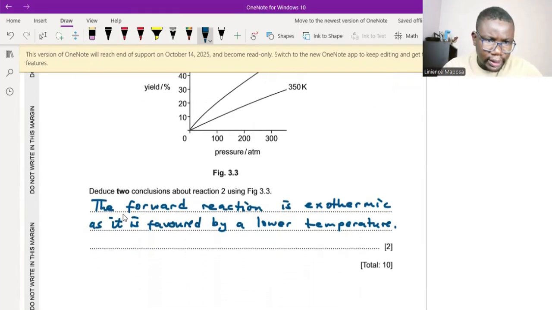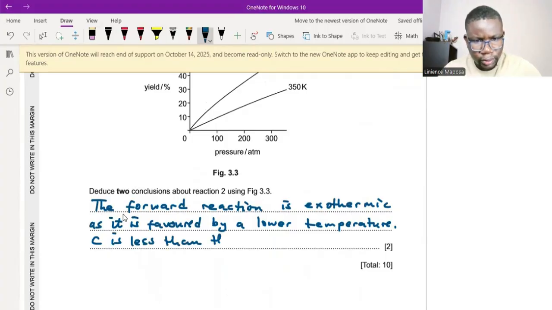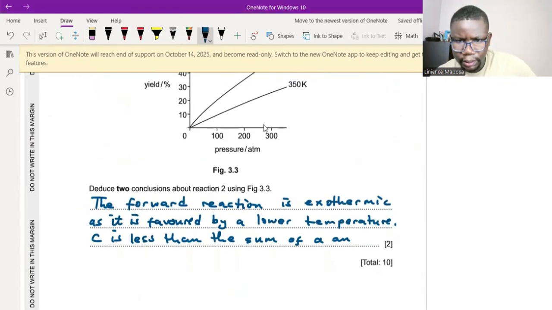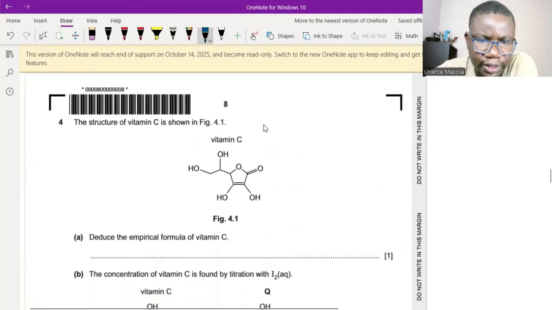So I can conclude that the stoichiometry C is less than the sum of A and B. I can also conclude that the reason is that increasing pressure favors the forward reaction, which must be fewer molecules of gas. Anyways, they didn't say we must explain.